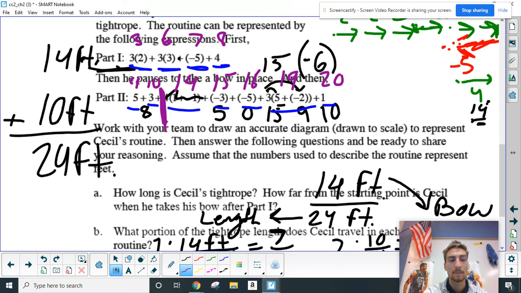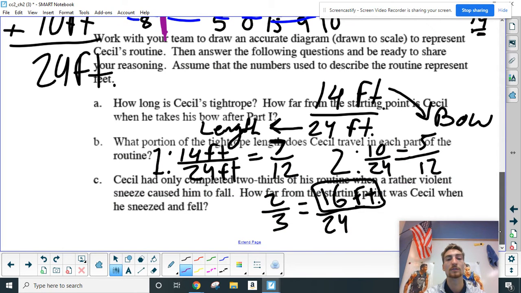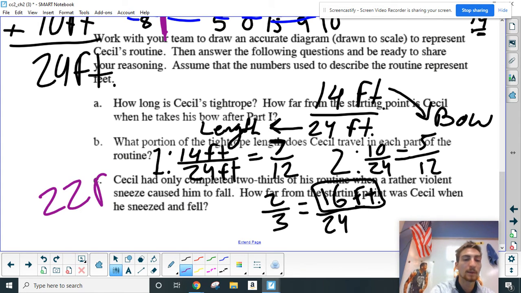All right. So where's Cecil at right before he gets to this 4 multiplied by 1 plus -1? Let's see. He's at 14 feet, and then he adds 8 more. So he'd be at 22 feet out of the 24, 2/3 of the way through his routine. So he's almost at the end, but he's not quite. 22 feet out of 24 feet when he had that sneeze.